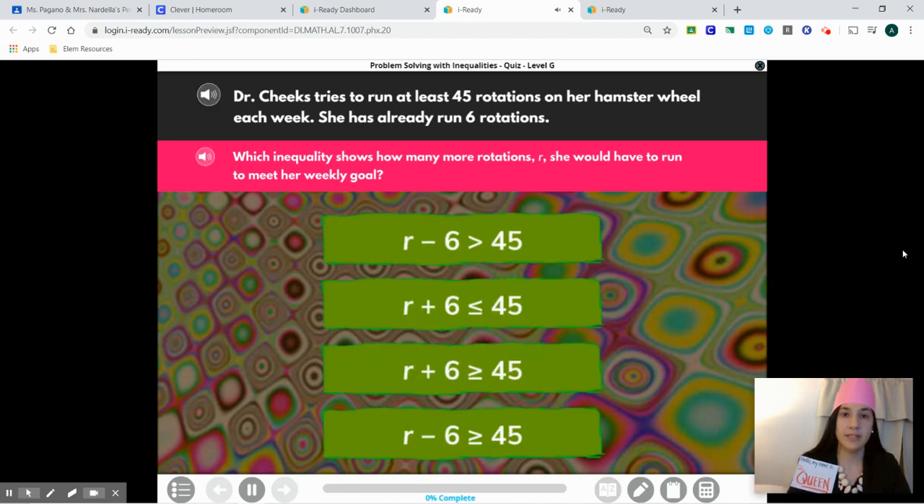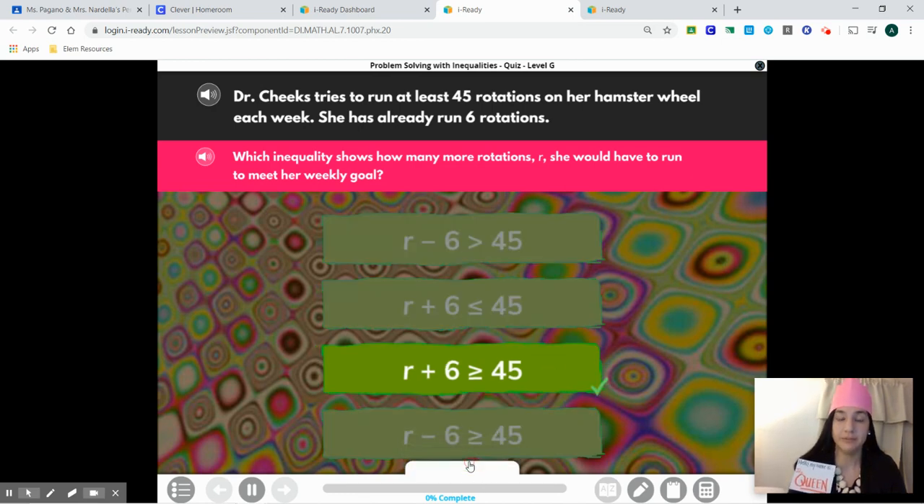Okay, well, we see that she's already run 6 rotations, so we want to have plus 6. So we're down to these two. And now we need to look at our inequality symbol. It says she tries to run at least 45 rotations. So that means she wants to run 45 or more. So that means we want right here, greater than or equal to 45. Next question.